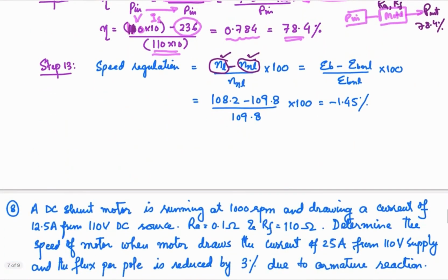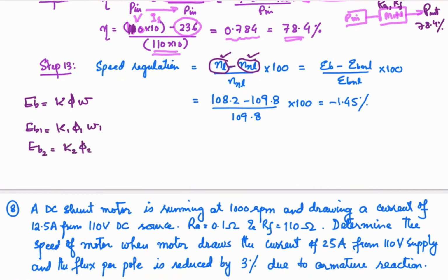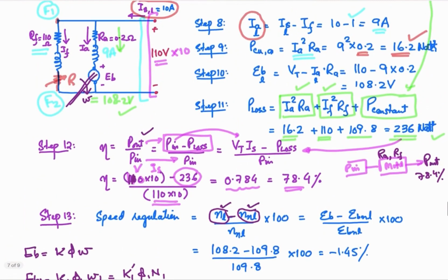And what is that? We know that the back EMF is proportional to K phi into omega. Right. So if we consider the no load state, we can write it like that: EB1 equals K1 phi 1 omega 1, and for the full load or the loaded state, back EMF EB2 will be equal to K2 phi 2 into omega 2. And you can also express this in terms of RPM, some K1 prime phi 1 into N1, the speed in RPM, and K2 prime phi 2 into N2, the speed in RPM. Now, as we have the shunt machine, the flux is not going to change.